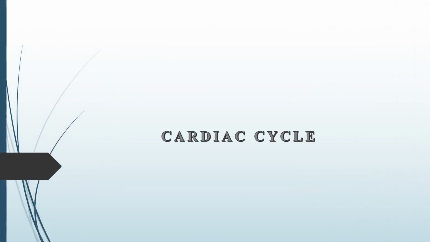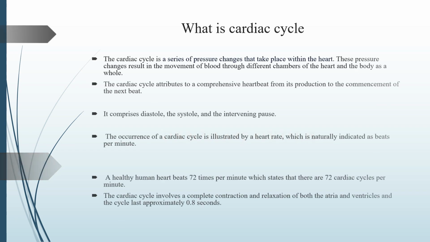Now we are going to see about cardiac cycle. What is cardiac cycle? The cardiac cycle is a series of pressure changes that takes place within the heart. These pressure changes result in the movement of blood through different chambers of the heart and the body as a whole. The cardiac cycle attributes to a comprehensive heartbeat from its production to the commencement of the next beat.